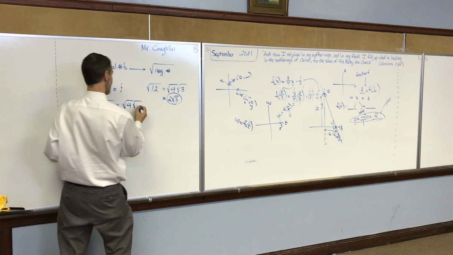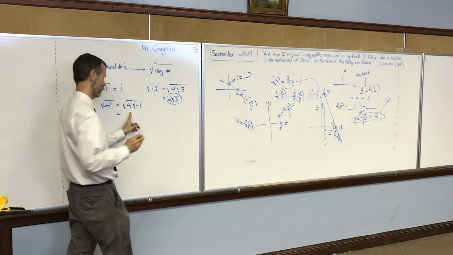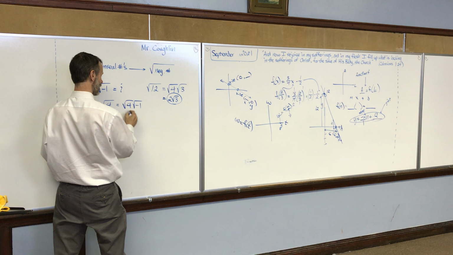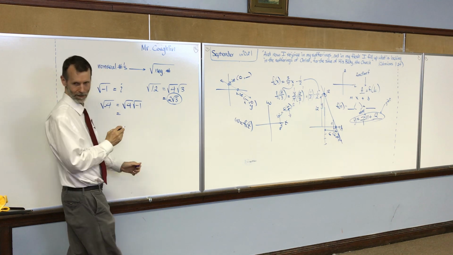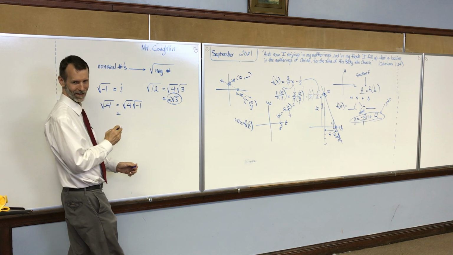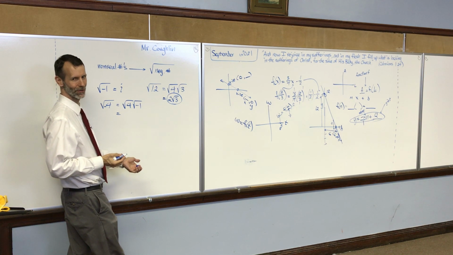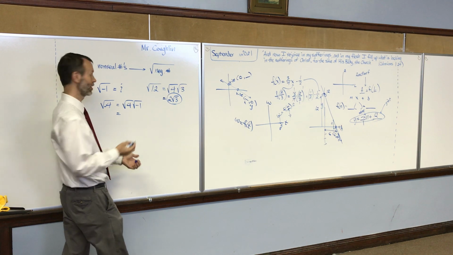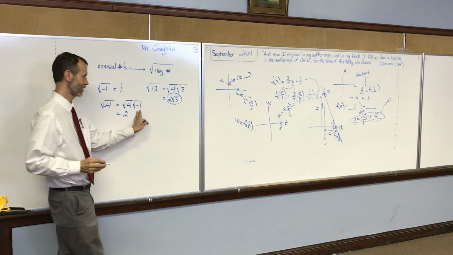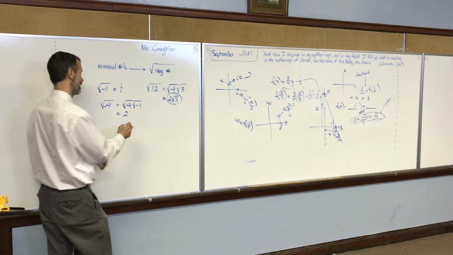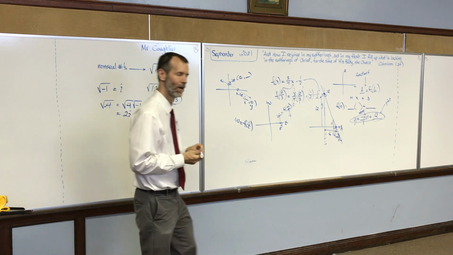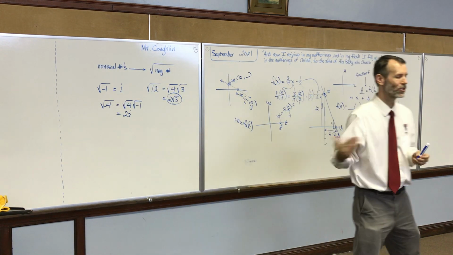-1. Can you boil that for me? What's radical 4 really? Same as the square root of 4, it's positive. What number times itself is 4? 2. What's radical negative 1? i. So radical negative 4 is 2i.